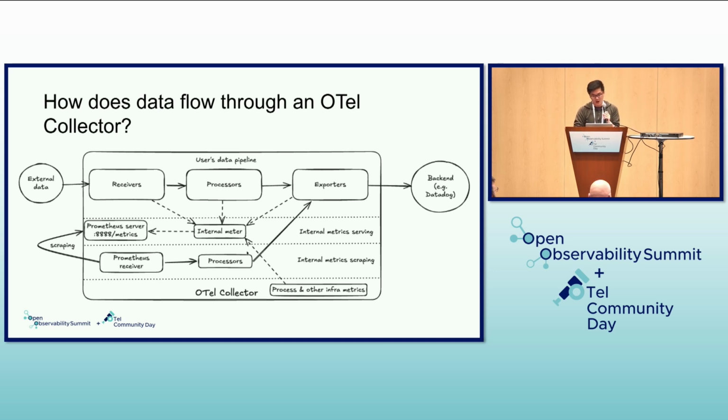And all of these are collected with the internal meter, which is from the OTel Go SDK, and then exposed with the Prometheus server. These Prometheus metrics are exposed by default at port 8888. Then you can configure the Prometheus receiver that scrapes from this interface periodically, and you will need to set up another pipeline to process and forward these internal metrics to other backends.